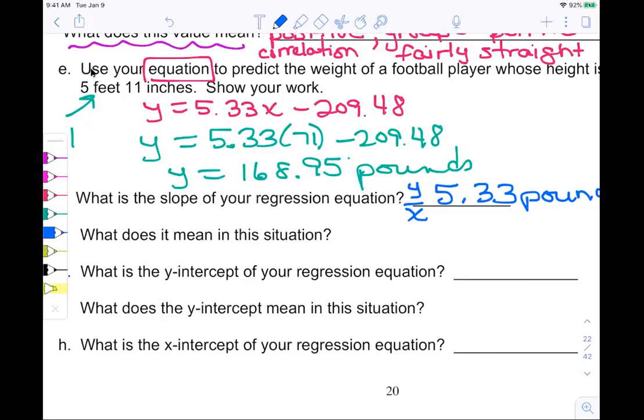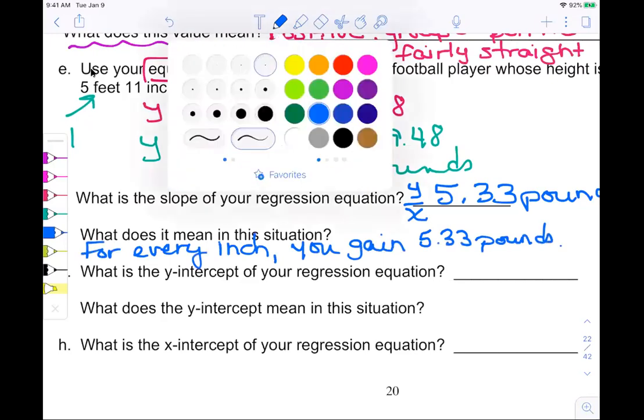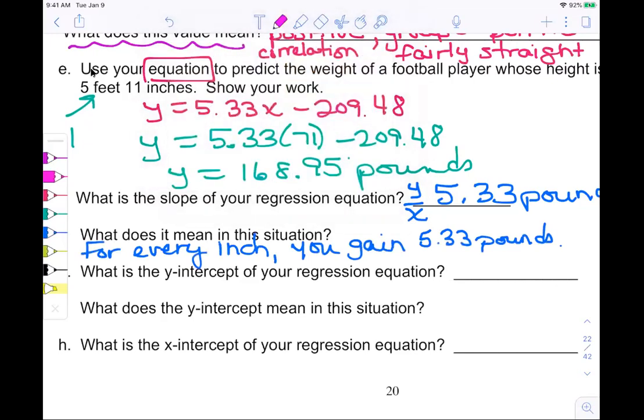Brooke, do you think you could take a shot at it? What do we mean when we're talking about slope here? For every inch, you gain 5.33 pounds. That's perfect, Brooke. I love it. So you're using two things there. Slope is something that happens over time. It's a continual happening, in this case, increase. So for every inch, the more you grow, in general, you're gaining 5.33 pounds. And again, that's on average.